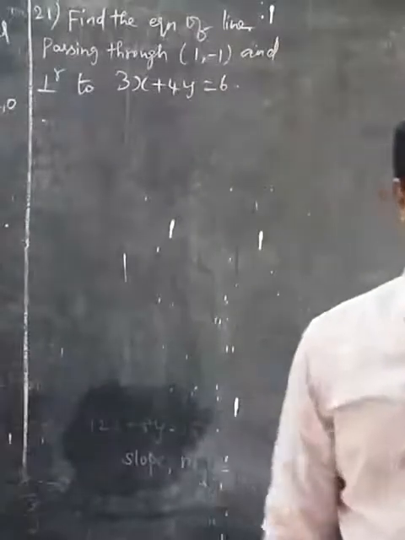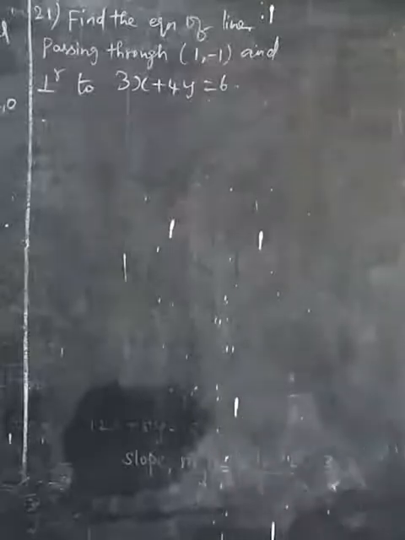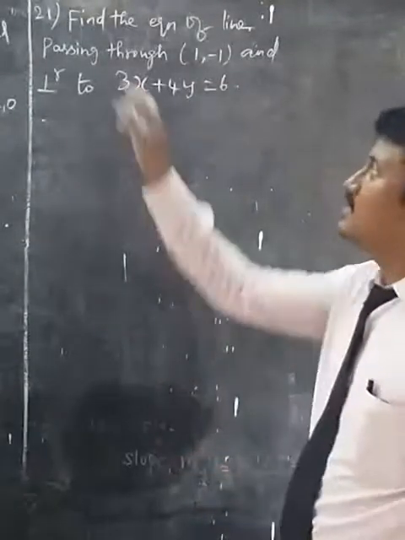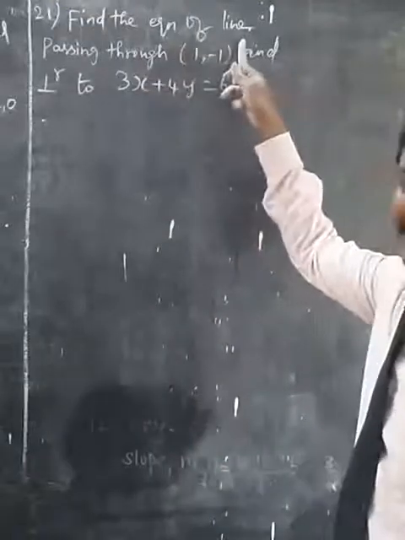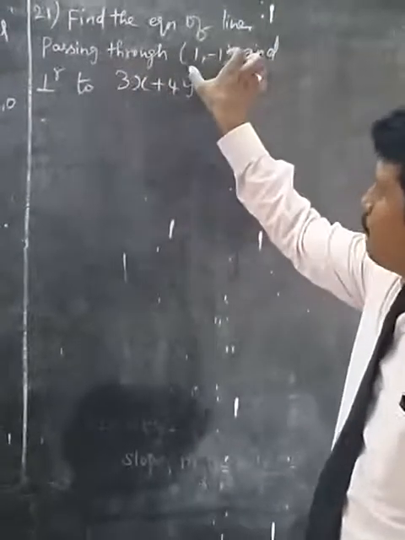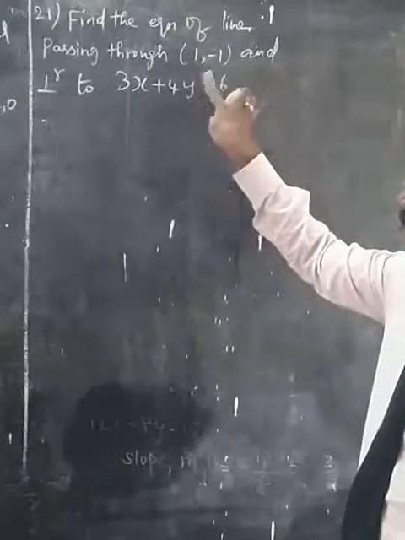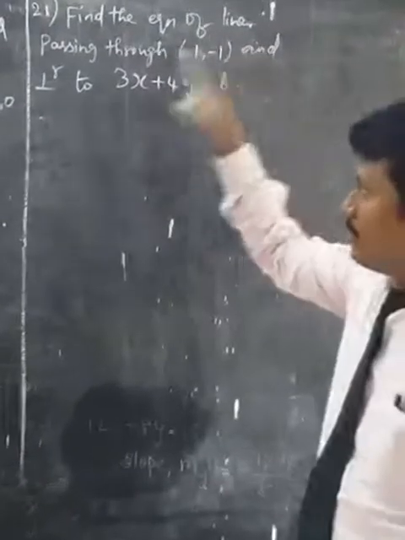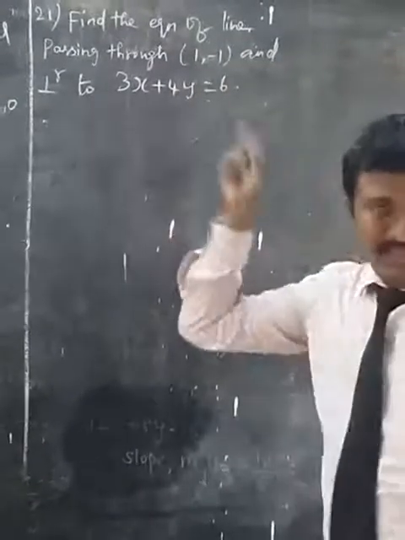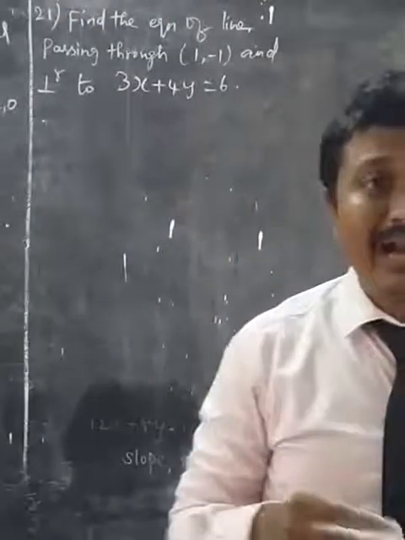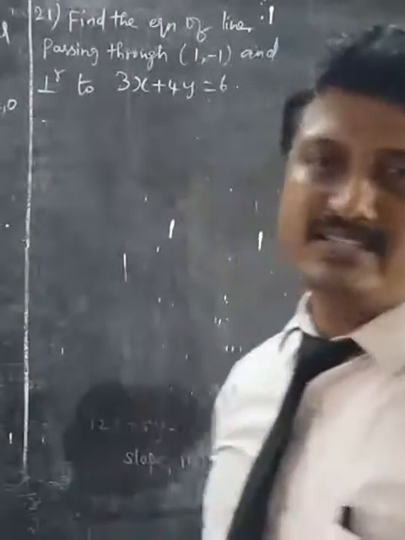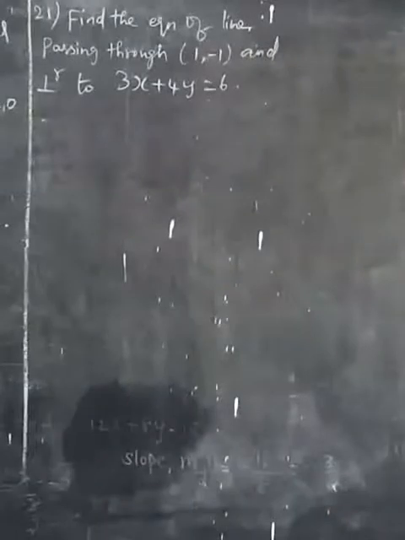Problem number 21. If you compare problem number 20 and 21, you will understand only one difference is there. Here also we need to find the equation of the line passing through the same point (1, -1). The line passes through this point and is perpendicular to this line. In the previous sum they had given parallel. Here the condition is perpendicular instead of parallel.